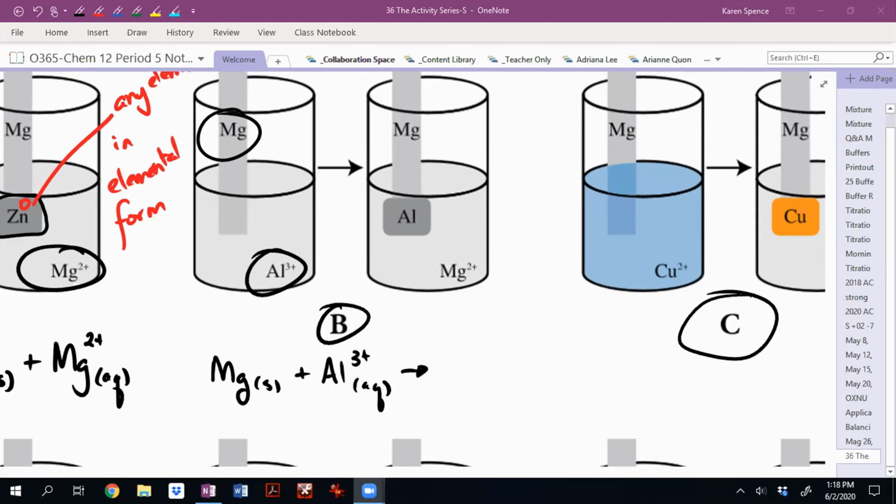Yeah, we made aluminum neutral, and it's a solid, and we made magnesium 2+. Okay, I'm not going to write each and every one of these reactions. When I assign it to you, you can go through and do the rest of them. They'll just be exactly the same.